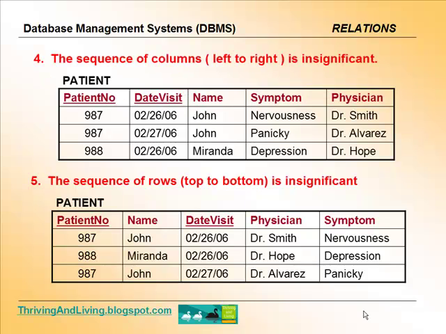Rearrangement of columns and rows does not change a relational table. We may set our rows in descending or ascending order. We may show only the columns we need in a specific presentation. Still, our table is of relational type.